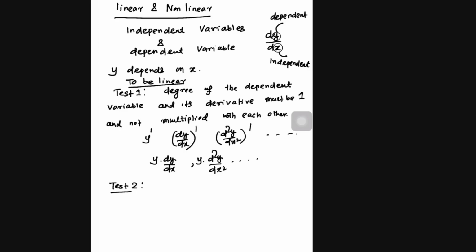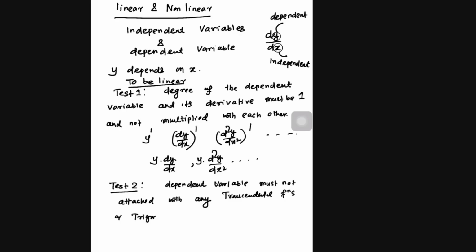Test 2. The dependent variable must not be attached with any transcendental functions, such as trigonometric or exponential functions, for example tan y, ln y, e to the power y, sin inverse y.